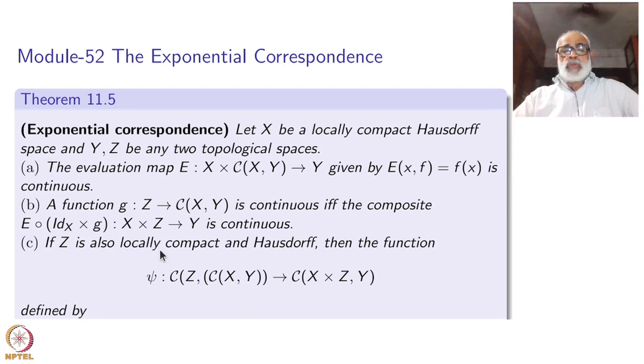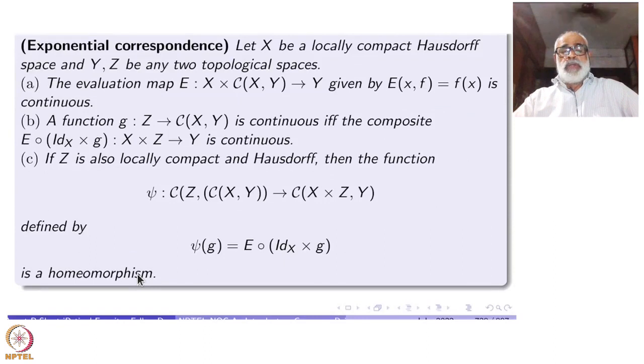If Z is also locally compact and Hausdorff, okay, locally compact Hausdorffness is always a standing assumption on X. Now, if Z is also locally compact and Hausdorff, then the function from C(Z, C(X,Y)) to C(X cross Z, Y), the exponential correspondence, the function that we defined last time, the exponential correspondence map psi, I am repeating it, namely psi of g is defined as E composite identity of X cross g. This is a homeomorphism.